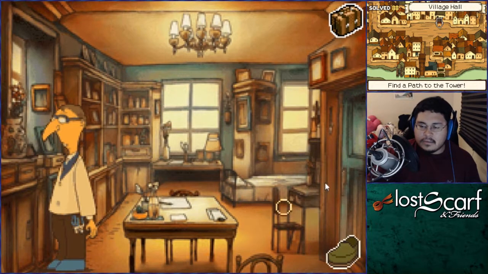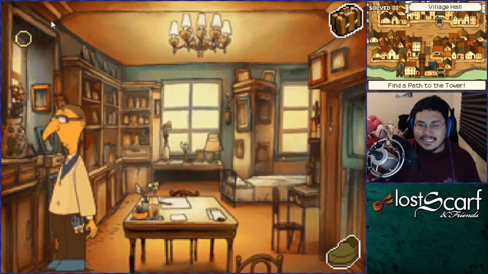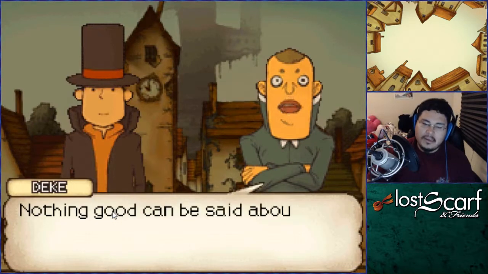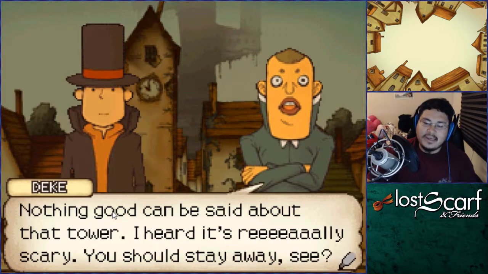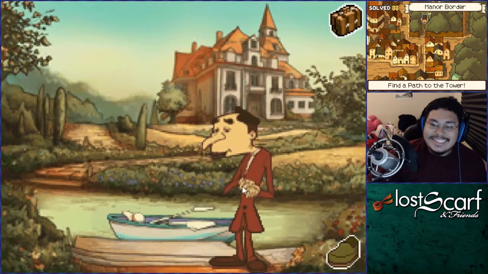Looking around now. Okay, moving on. Nothing good can be said about that tower. I heard it's really scary. You should stay away, see? You said that before. Okay, let's just travel around.